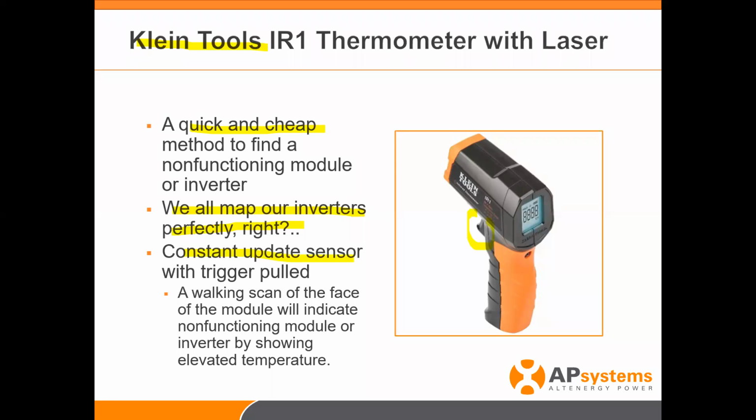You're able to press the trigger here and walk along your modules. As you're walking, you're going to be able to pick out the modules that are not working by the temperature that is higher. So if you're walking along your array looking for a module or inverter that is not producing, let's say, for example, and I'm just going to make up numbers here, you're on the roof, full sun, and the face of that module is what you're measuring the temperature of. The face of the module is 100 degrees Fahrenheit. You walk to the next one, it's 105 degrees Fahrenheit. You move to the next one, it's 102 degrees Fahrenheit. You move to the next module, and it's 115 degrees. Boom, there you go.